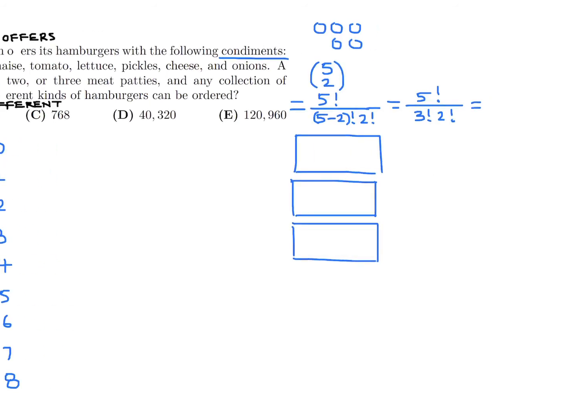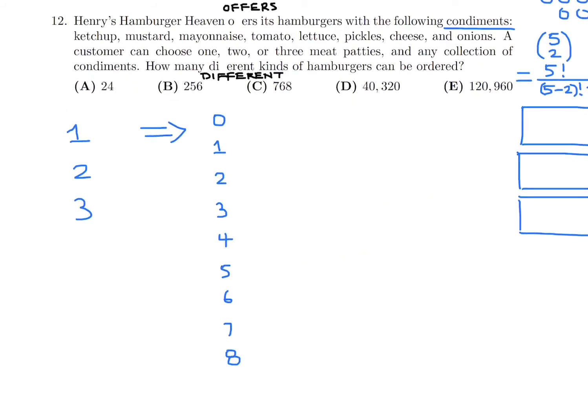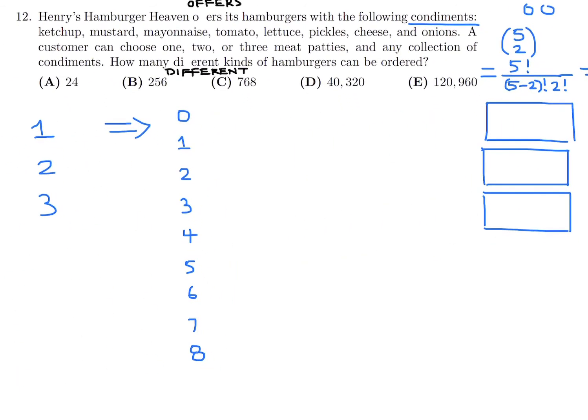And that is 5 times 4 times 3 times 2 times 1 over 3 times 2 times 1 times 2 times 1, correct? So this guy cancels with that guy. You get 5 times 4, which is 20, 20 over 2, so 10. So there's 10 ways. If I said to you, from 5 cookies, choose 2, how many ways can you do that? There's 10 ways.